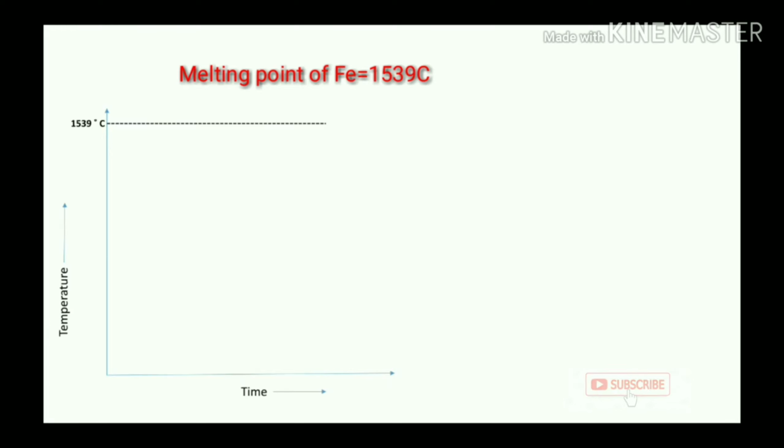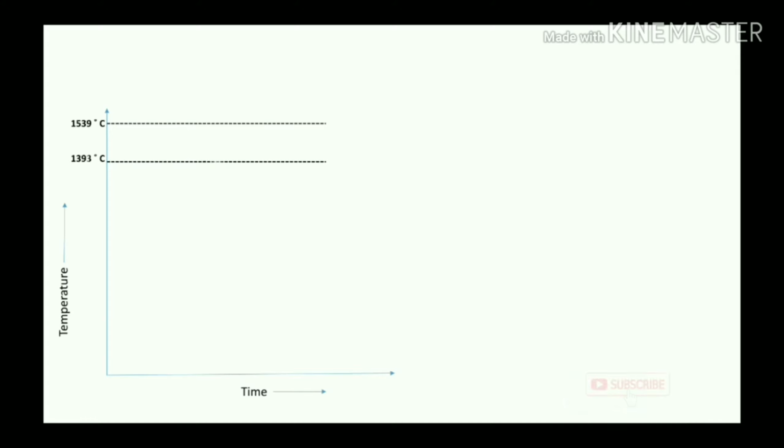At above 1539, that will be the melting point of iron. Then there are phase change temperatures at 1393 degrees centigrade, 910, which is also a phase change temperature, and 768 degrees centigrade.